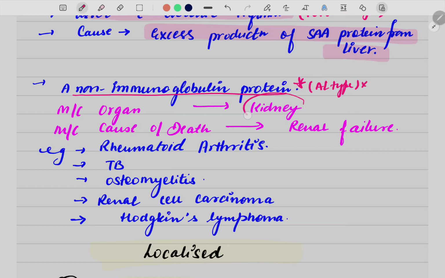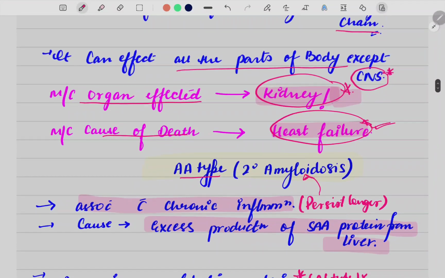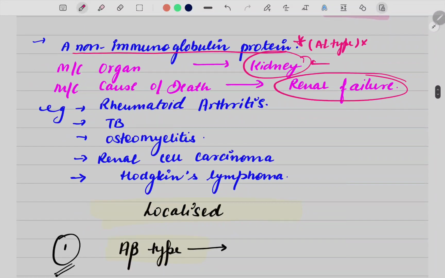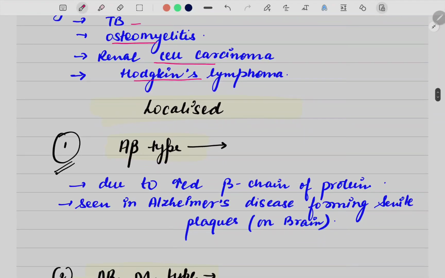Secondly, here the most common organ affected is again the kidney, but here the cause of death is renal failure. So this is a small exception. In the AL type heart failure is the reason of death, but in the AA type renal failure is the cause of death. Conditions where you can see secondary amyloidosis are rheumatoid arthritis, TB, osteomyelitis, renal cell carcinoma, or Hodgkin's lymphoma. Now we are done with the systemic ones.